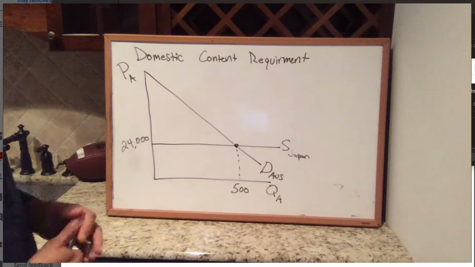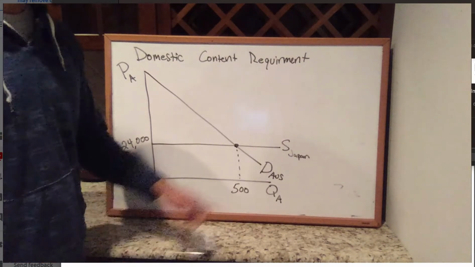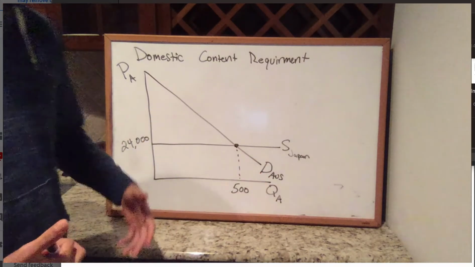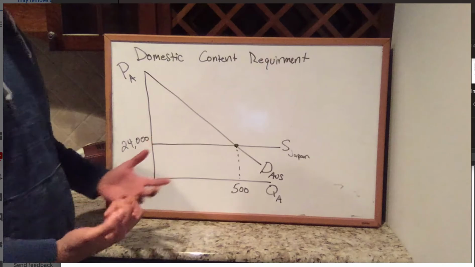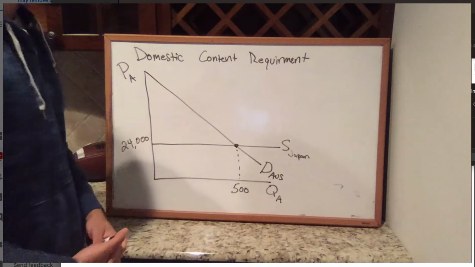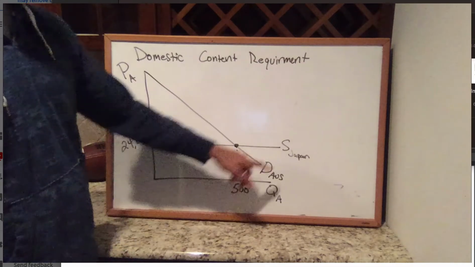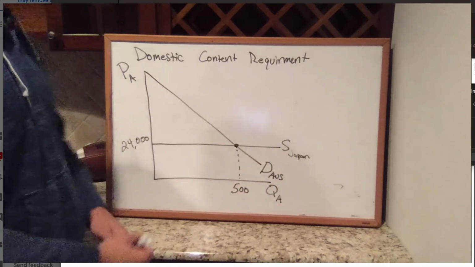The example we're going to use is Australia. This is the domestic demand for Australia. We're looking at the automobile market, and specifically, we're looking at Toyota. We're saying that Australians like to purchase Toyotas from Japan. So this is the supply of Japan.